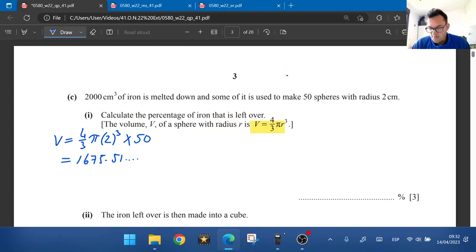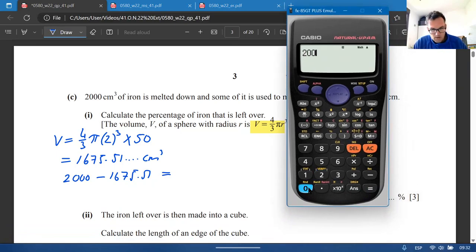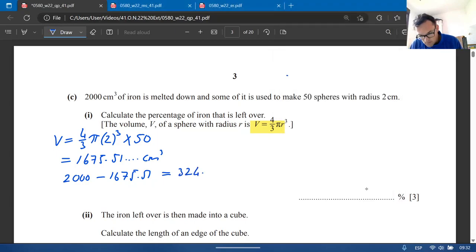How much iron is left? So making 50 spheres takes that amount of iron. So if we started off with 2,000, to see how much is left, we need to subtract it, of course. Okay, so on your calculator, we can type in 2,000 minus, we put the previous answer in there, which is still 100% correct, and we get how much iron is left? 324.48. Once again, this is not the rounded answer.